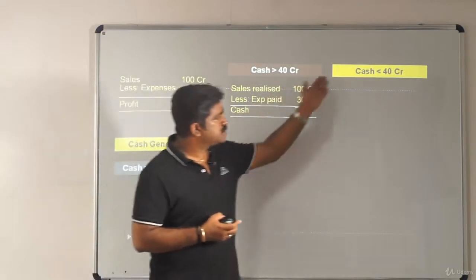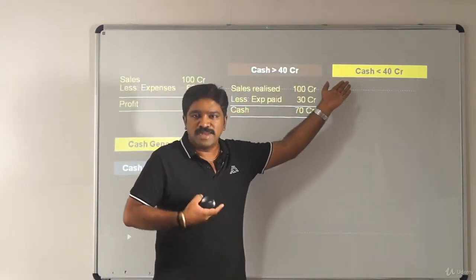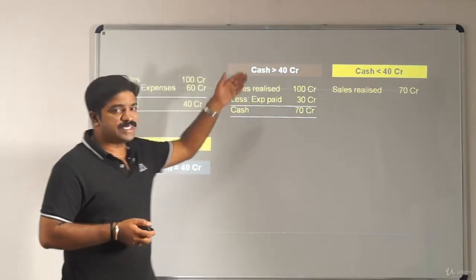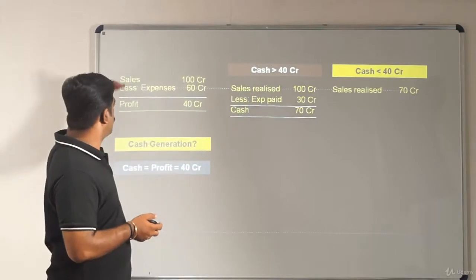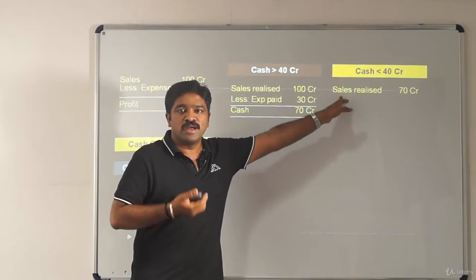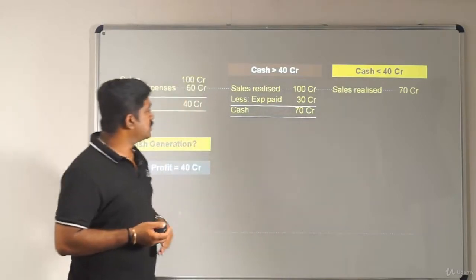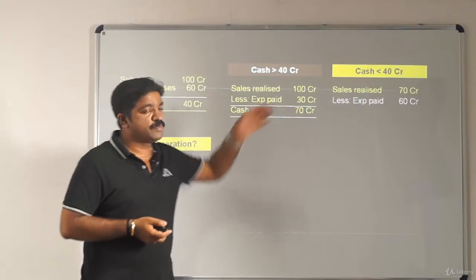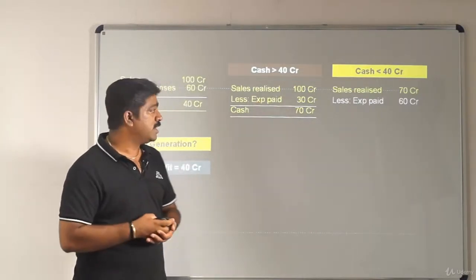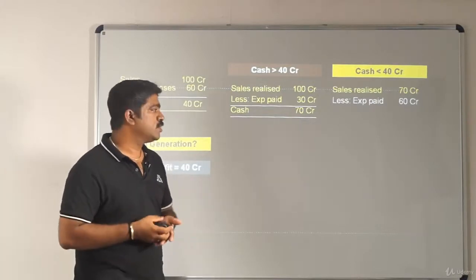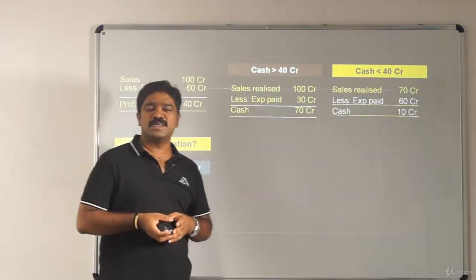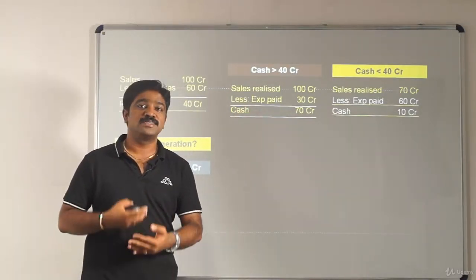Okay, so we can also have a scenario where your cash generated can be less than profit. How? Let's say the sales realized is only 70 crore. What is the sales you have made? 100 crore. What is realized? Only 70 crore. So you are yet to realize 30 crore. But what is the payment you have made? Expenses paid are 60 crore. What is realized is only 70 crore, and what you have paid is the entire 60 crore. So what is the cash position? Your cash position is 10 crore. So this is a scenario where your cash generation is less than profit.